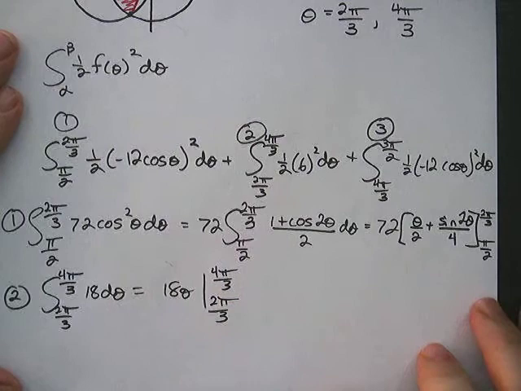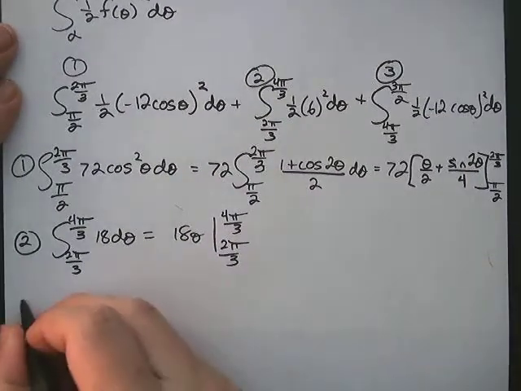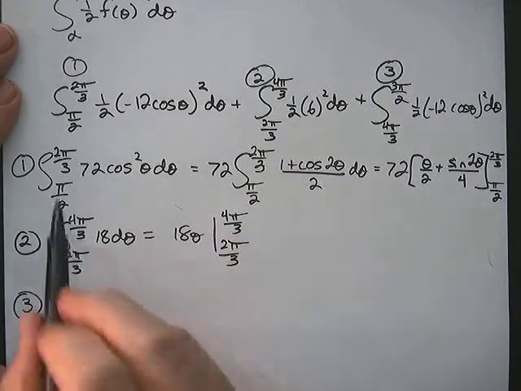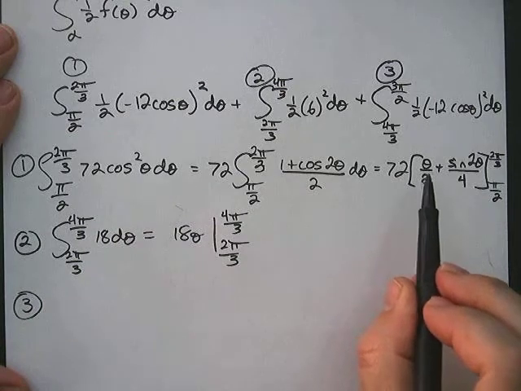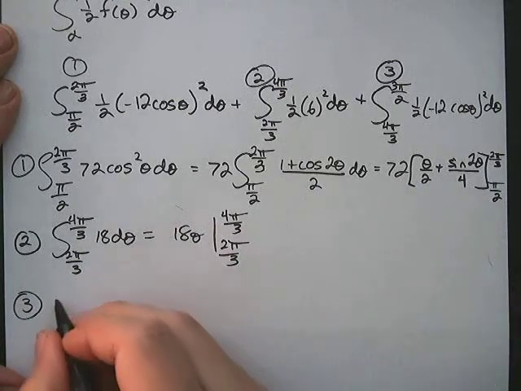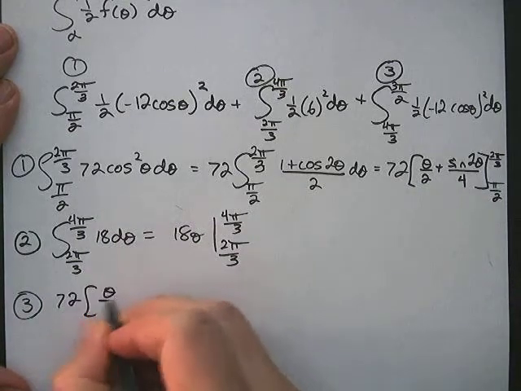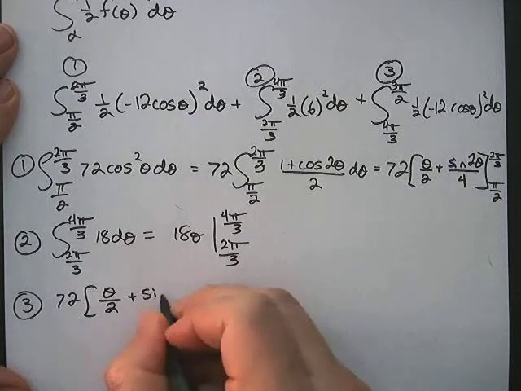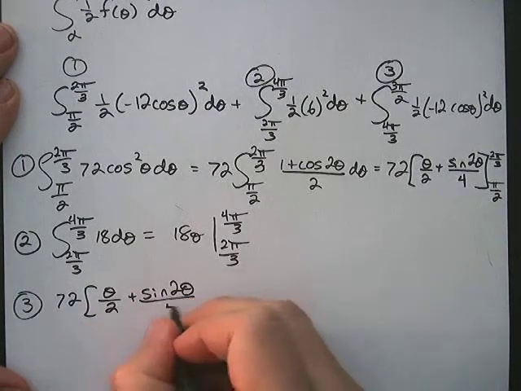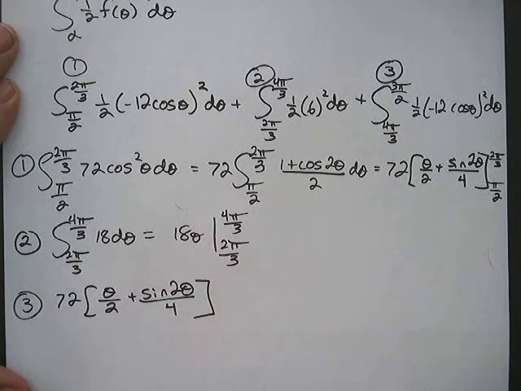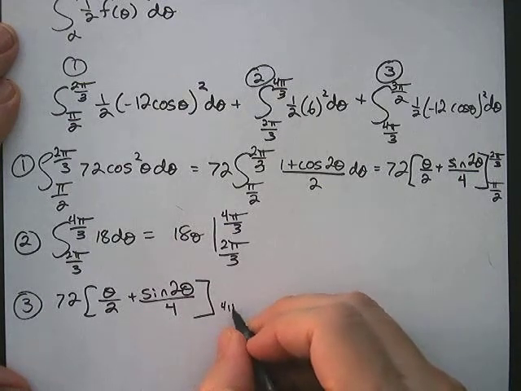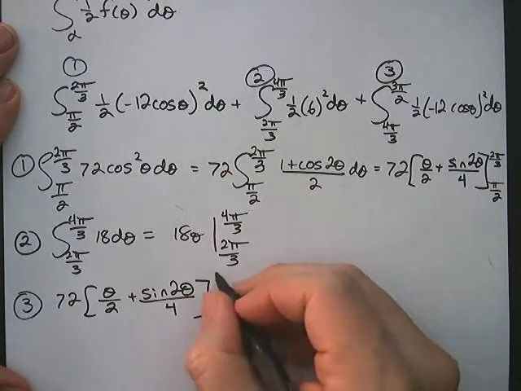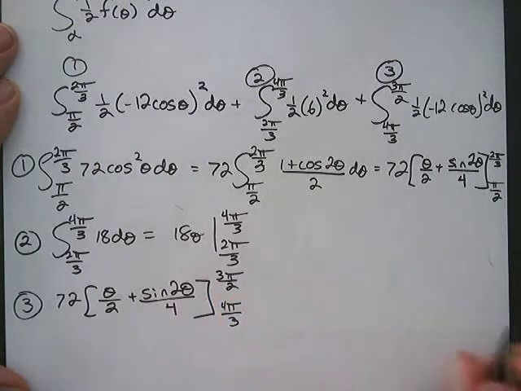Okay, we'll come back to that. Let's do the third one. Okay, like I said, on the third one, we don't need to do all this work. We've already done it. So we know we got the answer here, which is 72 times theta over 2 plus sine 2 theta over 4. But this time our limits of integration will be from 4 pi over 3 to 3 pi over 2.